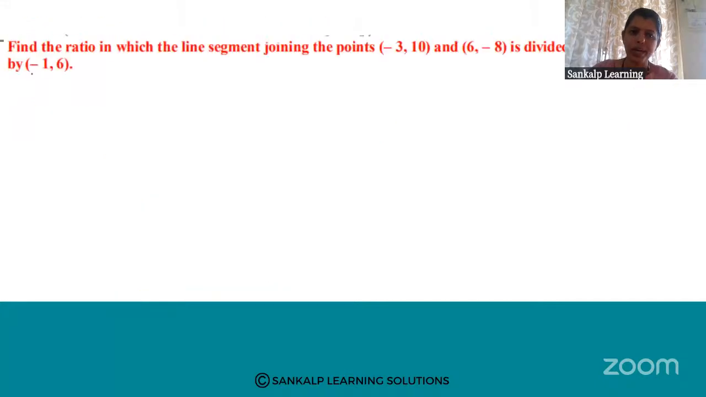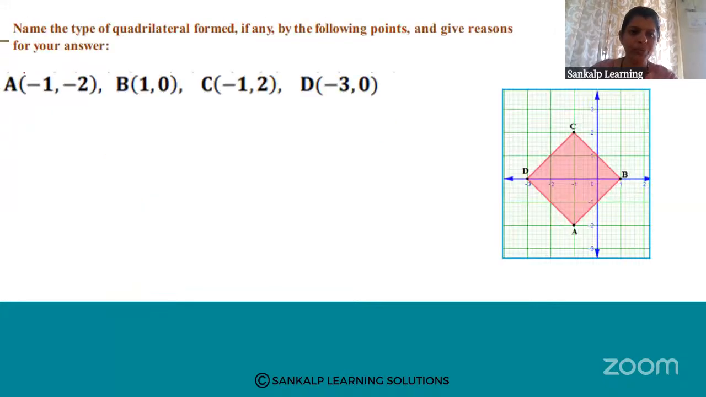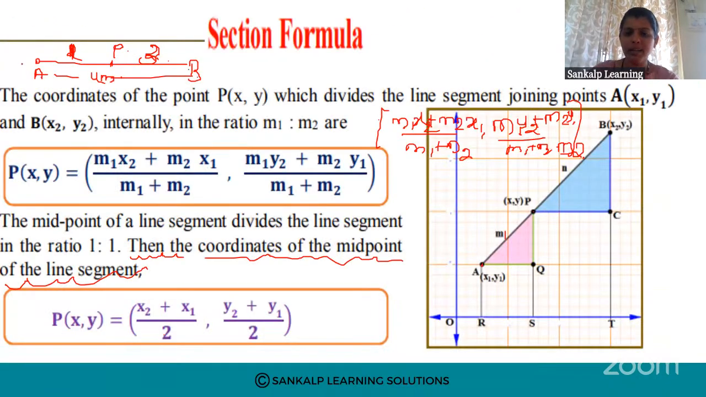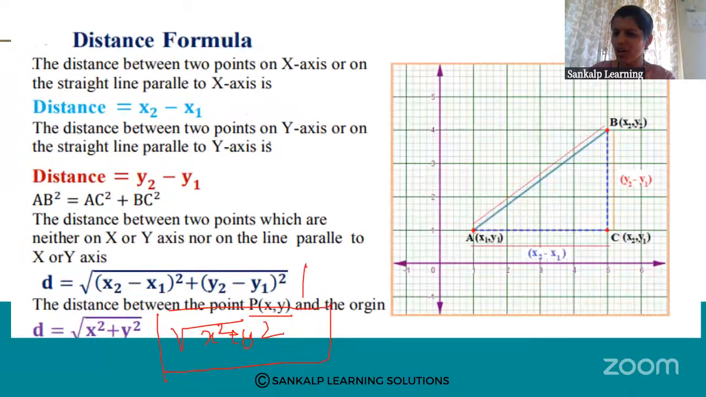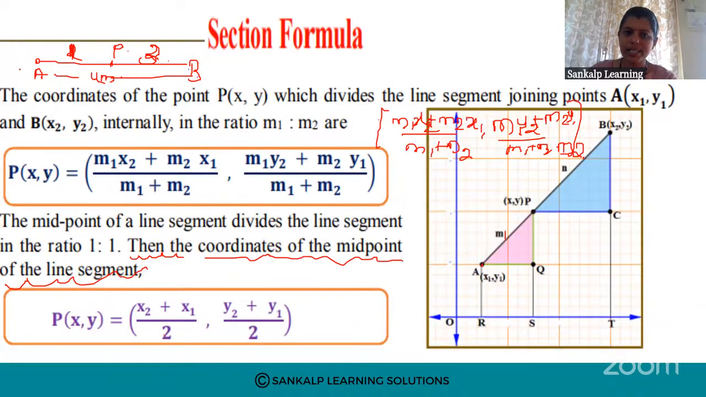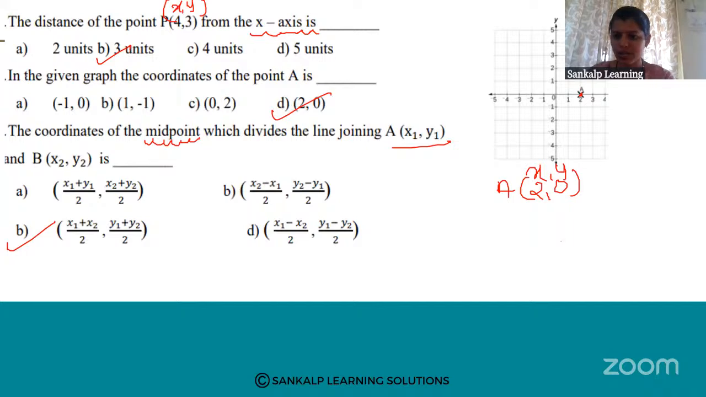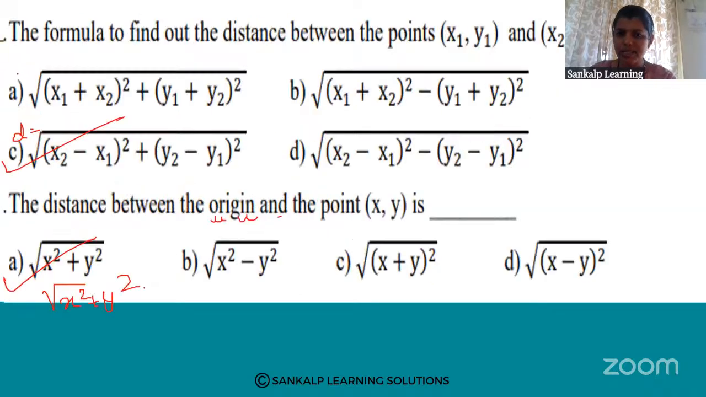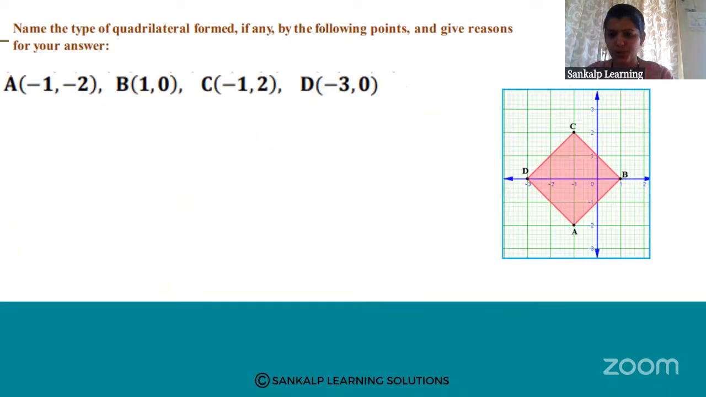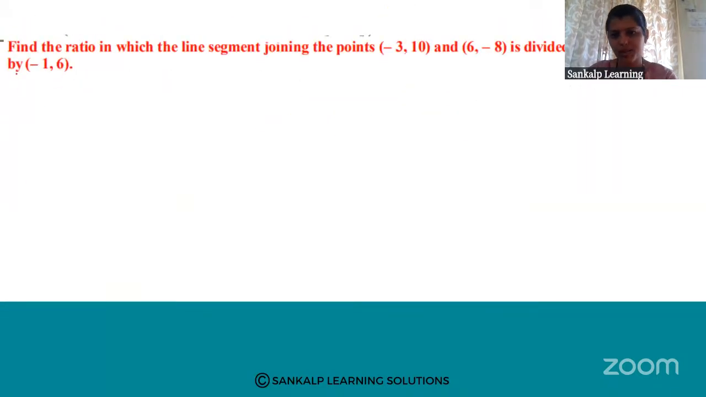Okay, so today we discussed what we mean by coordinate geometry. Coordinate geometry is the combination of algebra and geometry. Here we are using both the concepts, algebra and geometry, and the distance formula, section formula, and we solved some multiple choice questions. So in tomorrow's class, in the next class, we are going to solve some 2, 3, 4 marks questions. These all are 4 marks questions, that we will solve in the next session.